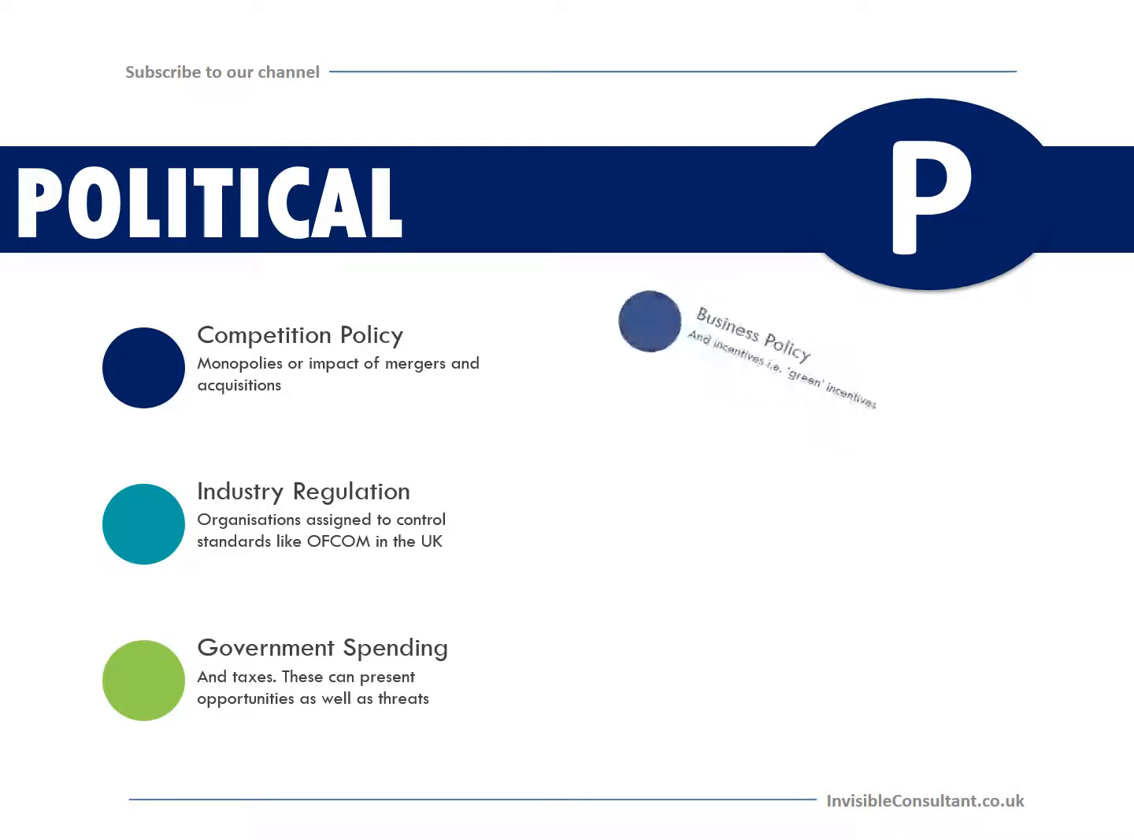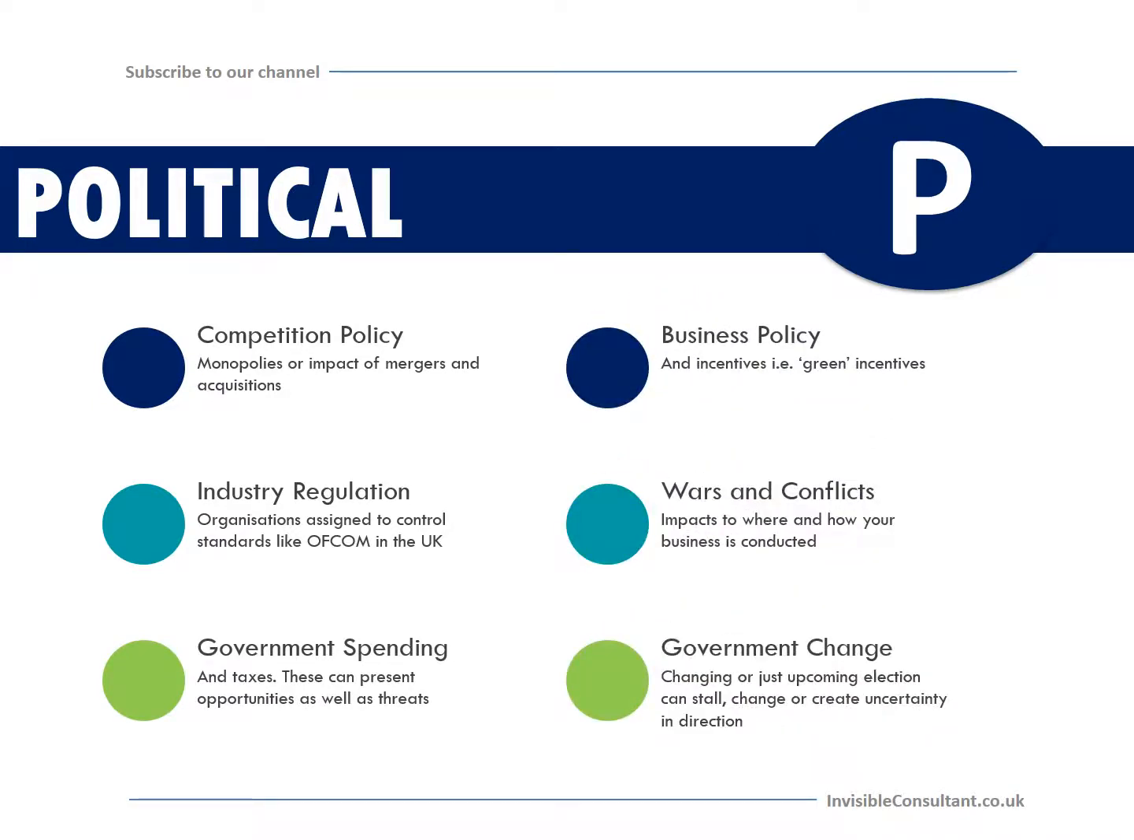First up, competition policy, i.e. monopolies or impact on mergers and acquisitions. Industry regulation, those organisations assigned to control standards like Ofcom, Ofwat and Ofgem in the UK, who regulate the telecommunications, water and gas and electricity industries. Government spending and taxes. Sometimes these can present opportunities to organisations such as growth zones or incentives. Other times they can have a negative impact, such as the increase in sales tax.